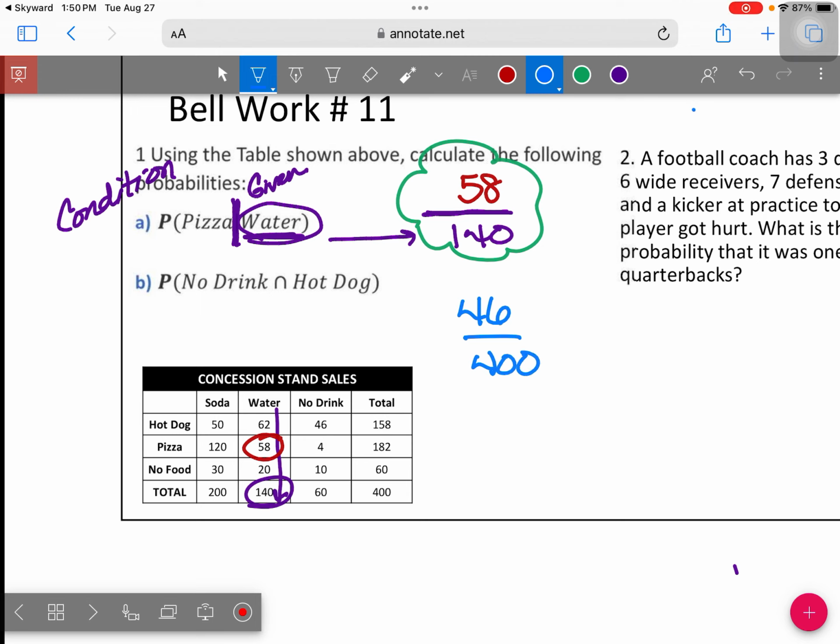Oh, yeah. She said it. I heard her, okay, but I was hoping other people would. All right, so no drink and a hot dog. No drink is right here. And a hot dog right here. Yes, and they both have to happen at the same time. That is 46. It doesn't have that vertical line, so the total is your denominator. Okay?